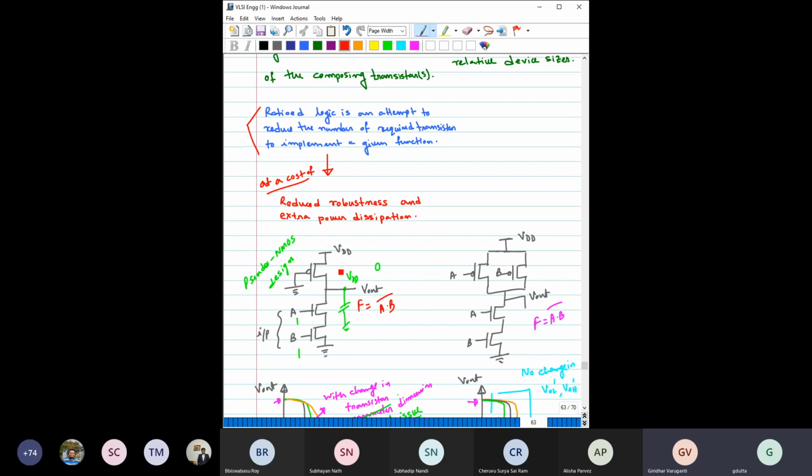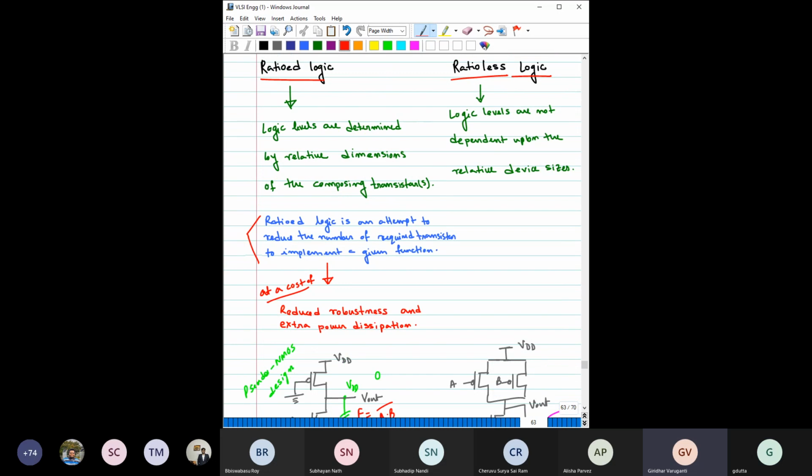For CMOS, if you have two inputs, you need two transistors for the pull-down network and two transistors for the pull-up network. But here you need only one transistor for the pull-up network. So clearly the number of transistors required to implement any Boolean function would be lower for ratioed logic compared to ratioless logic. That is the sole purpose if you want to go for ratioed logic. But this does not come without any price.